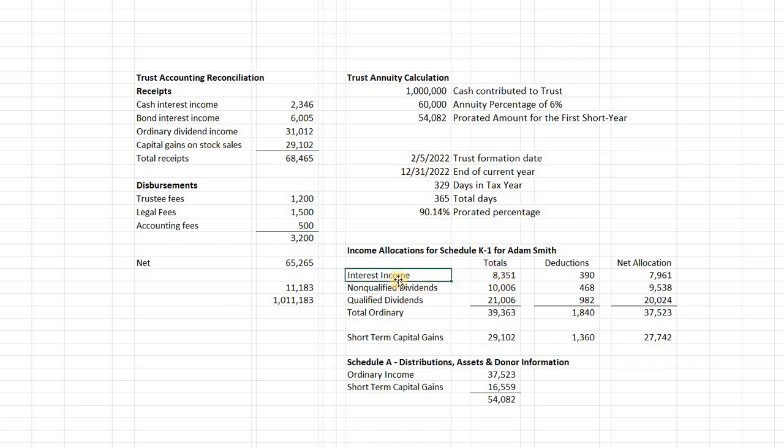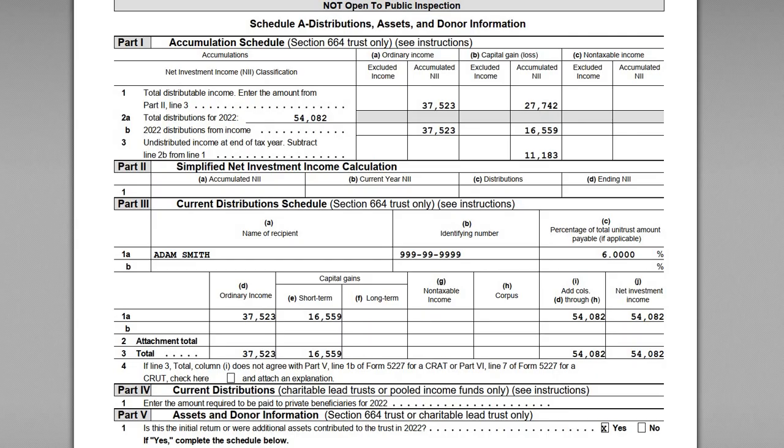So when you think about this in ordering from what gets distributed first on the way down, the $54,082 comes out of the net interest income allocation, then it moves on to non-qualified, then it moves on to qualified, and then capital gains, and then corpus, right? So the $54,082 takes away all the $79.61 in interest. It takes away all the non-qualified dividend. It takes away all the qualified dividend. So it basically eliminates this entire ordinary income basket of $37,523, right? And so that's why if we look at the Part 1 schedule here, all $37,523 is being distributed out.